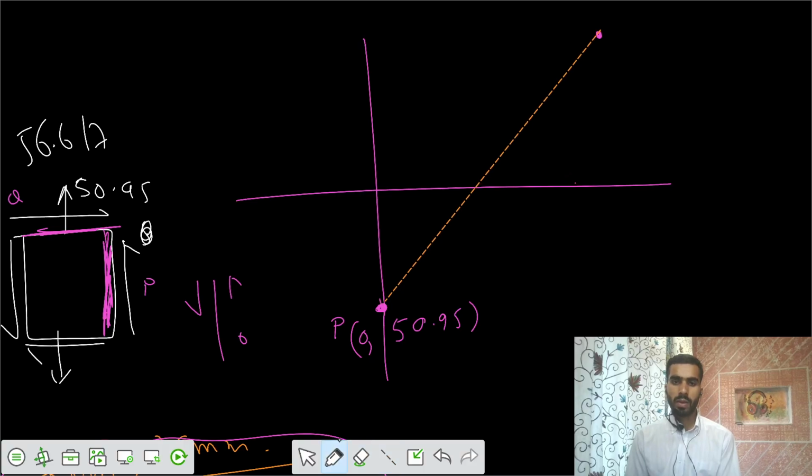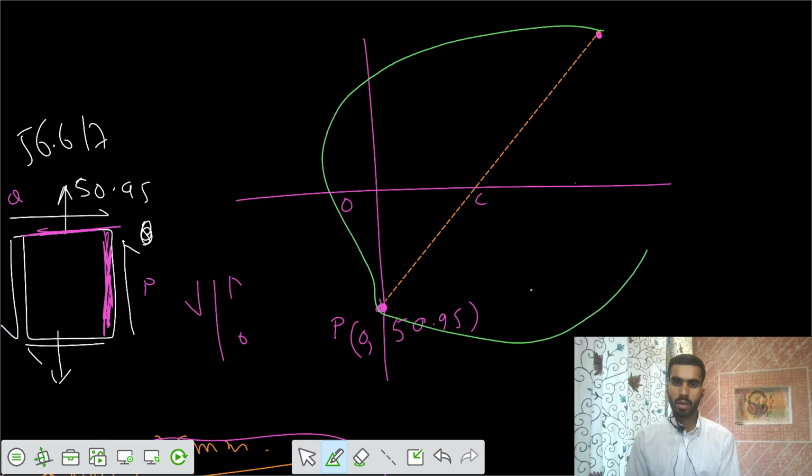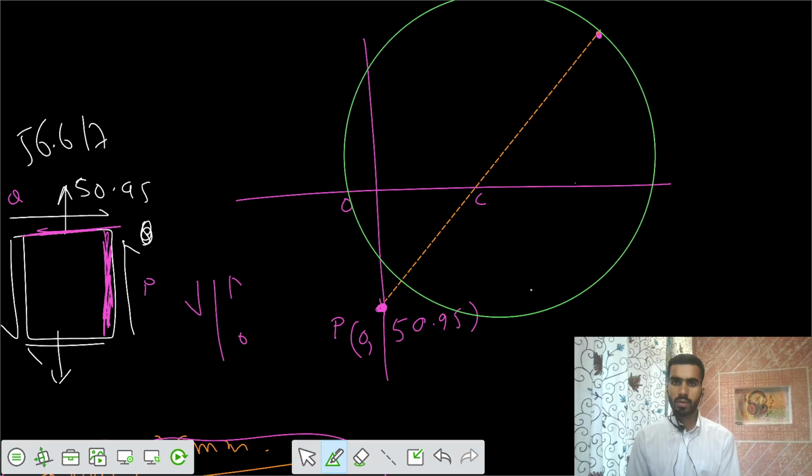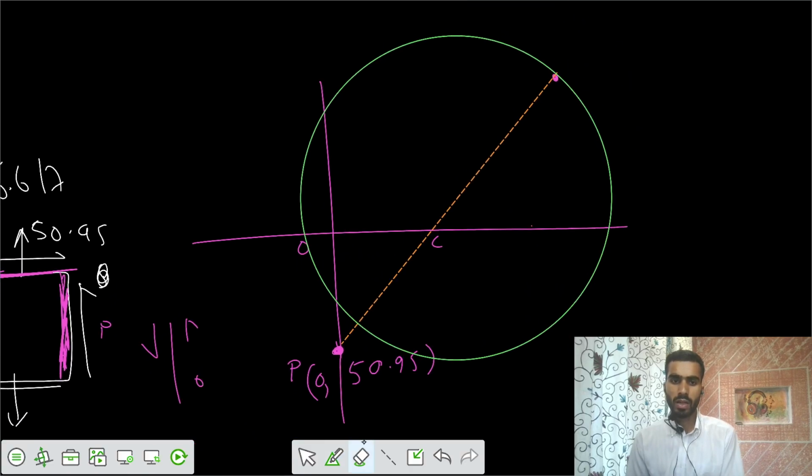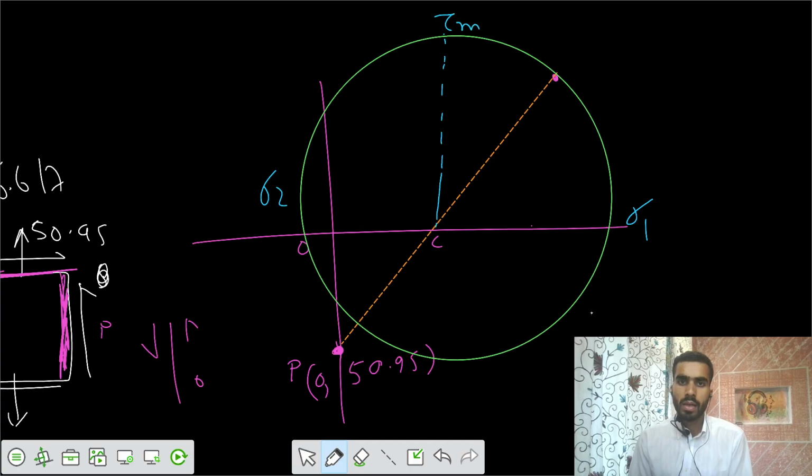So the center would be here, C. So this is your O, and you make a circle out of that. Let's have that circle. So we got some circle. I would say there's some sigma 1, and there's some sigma 2 also. Sigma 1, sigma 2, and there's some tau max. I would say this is your plane P, this is your plane Q.